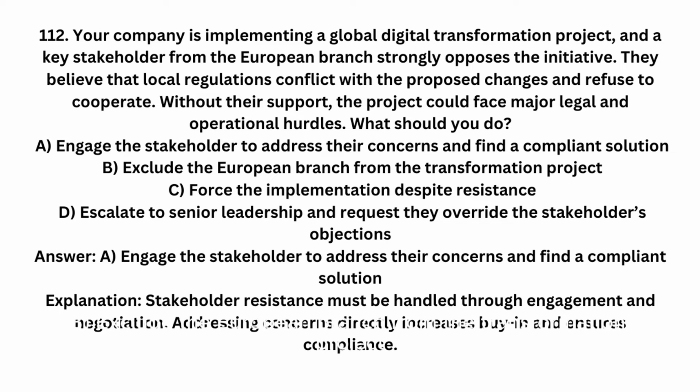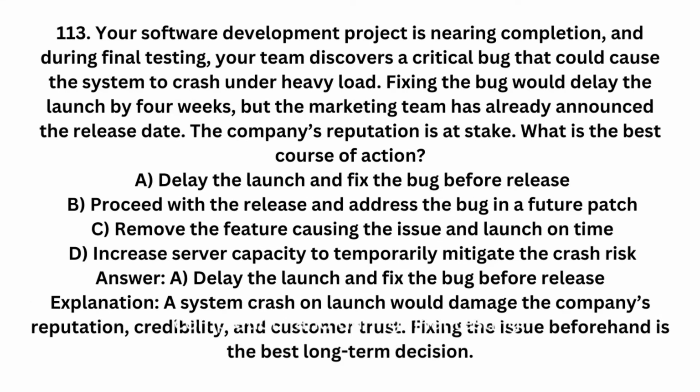B. Exclude the European branch from the transformation project. C. Force the implementation despite resistance. D. Escalate to senior leadership and request they override the stakeholder's objections. Answer: engage the stakeholder to address their concerns and find a compliant solution. Explanation: stakeholder resistance must be handled through engagement and negotiation. Addressing concerns directly increases buy-in and ensures compliance.